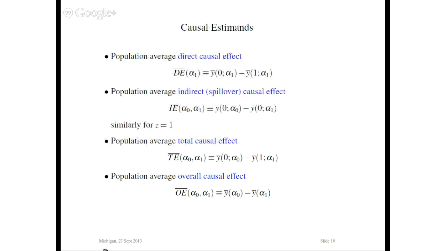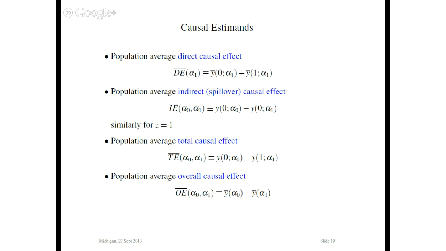So here are those four estimands that I showed you on the graph earlier. The direct causal effect is defined here. So this is just the average potential outcome when an individual is not treated compared to when an individual is treated, holding the allocation strategy fixed for their group at alpha 1. The indirect effect, or what some people are calling the spillover effect, is the opposite of that. So that's the average outcome when an individual does not receive treatment and their group is assigned allocation strategy alpha naught, compared to if their group had been assigned allocation strategy alpha 1.